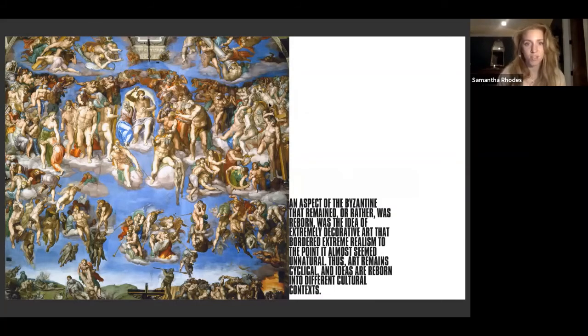Michelangelo's Last Judgment. We can see there are a lot of busy figures, but these are no longer figures that belong to another plane in another world, right? These figures seem like they belong to our world, even though they're almost supernatural in a different way. They're very strong, they're very muscular.